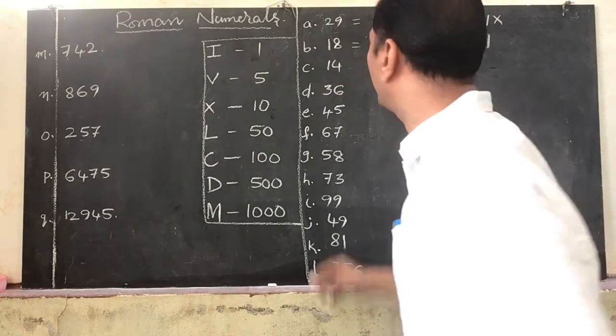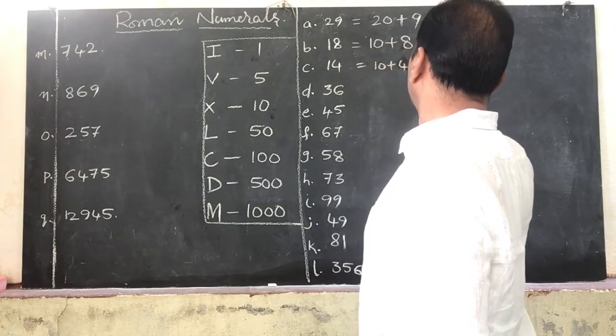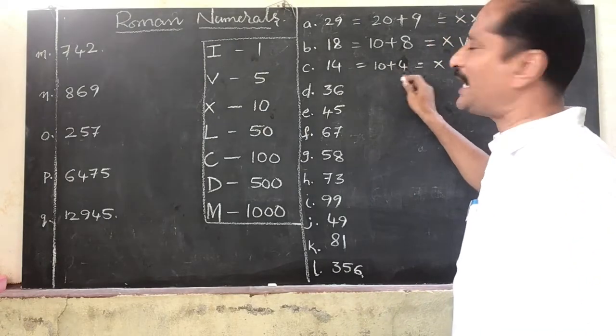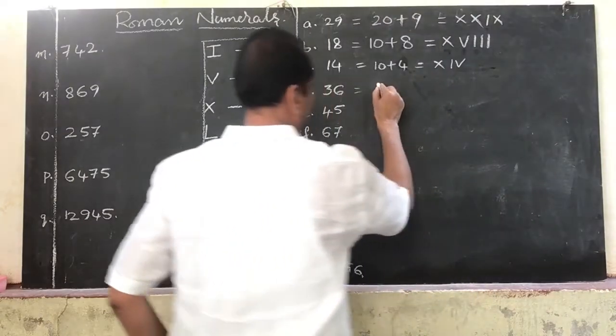In the same way, 14. 14 is 10 plus 4. You know how to write down 10: X. 4 means IV. So 14 is XIV. Now 36. The expanded form of 36 is 30 plus 6.